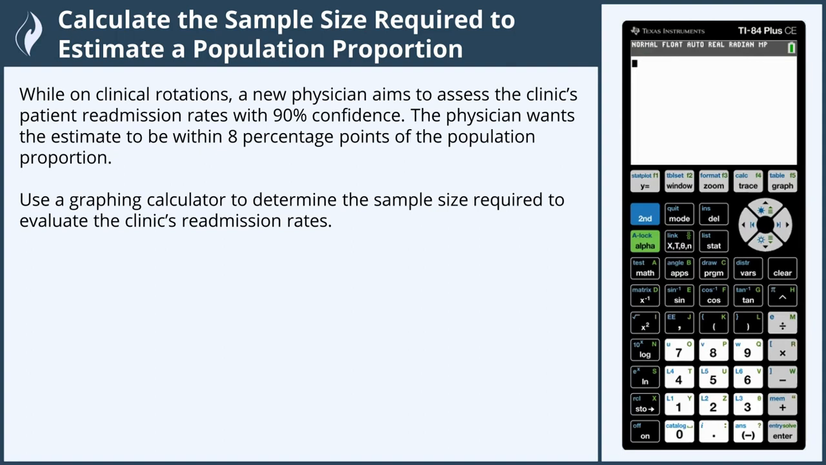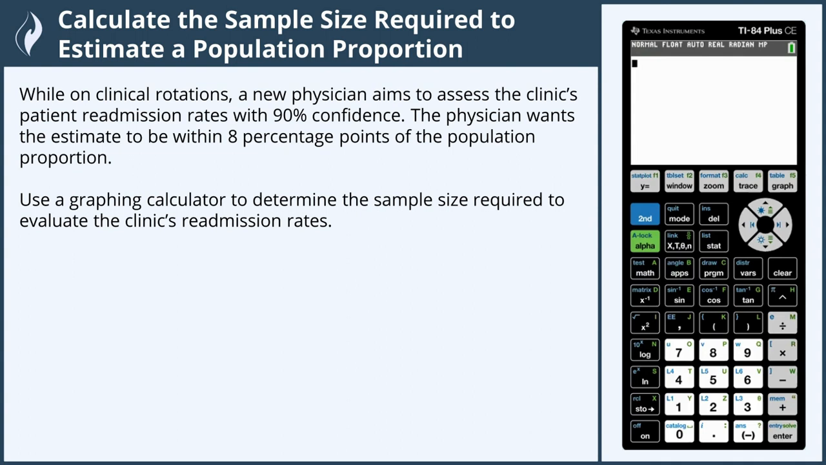Hi everyone! In this video, we will calculate the sample size required to estimate a population proportion. While on clinical rotations, a new physician aims to assess the clinic's patient readmission rates within 90% confidence. The physician wants the estimate to be within 8 percentage points of the population proportion. Use a graphing calculator to determine the sample size required to evaluate the clinic's readmission rates.